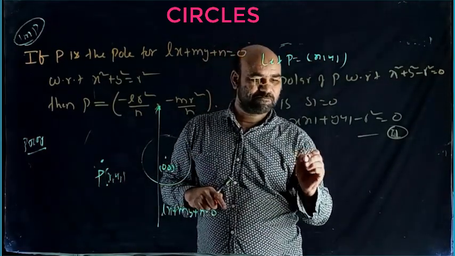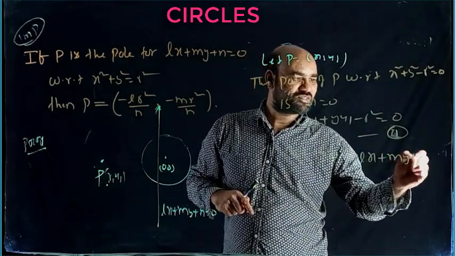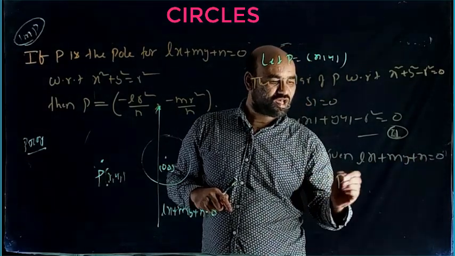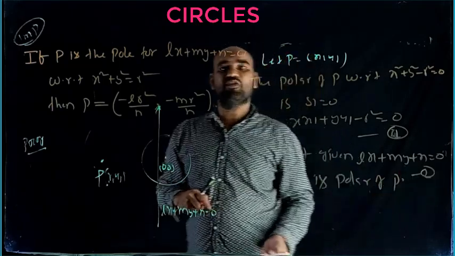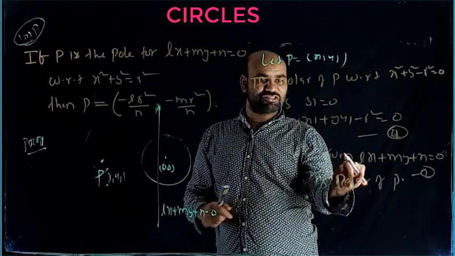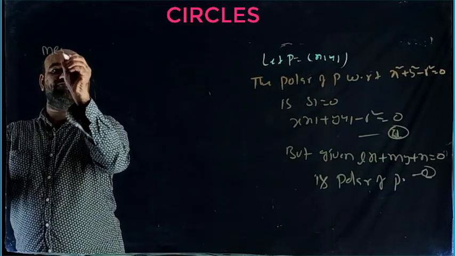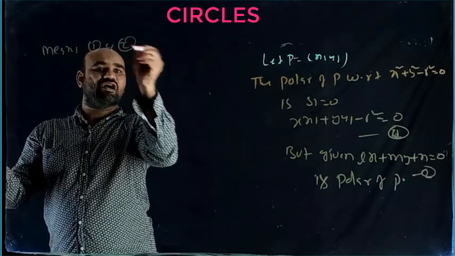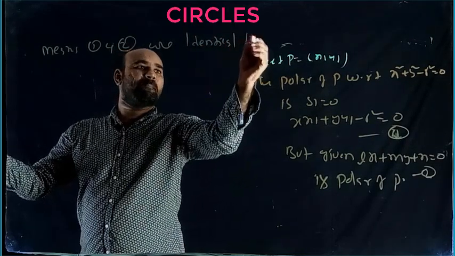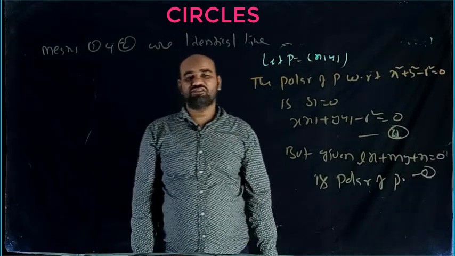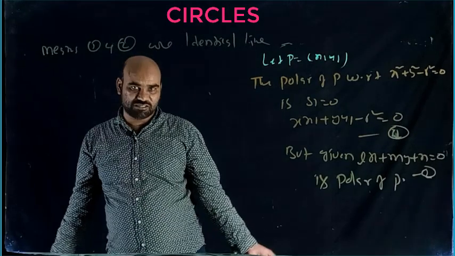But given Lx plus my plus n equal to 0 is the polar of P. Say this is 2. Means 1 and 2 are identical, because this is the polar of P, and this is also the polar of P. What is the meaning of that? 1 and 2 are identical lines. If A1x plus B1y plus C1 equals 0 and A2x plus B2y plus C2 equals 0 are two identical lines, then A1 by A2 equals B1 by B2 equals C1 by C2 only.